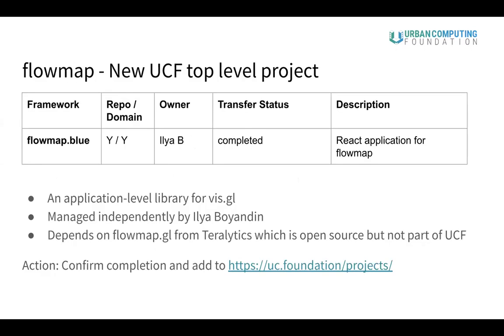The goal is also to grow the Urban Computing Foundation with new relevant projects. Ilya Uyandin has been transferring FlowMap.blue, and I think he's out today, but the sense here is that this will become a new top-level UCF project. It is a VisGL extension for flow maps, but it's a project that's managed by Ilya, so maybe we won't do that as part of the VisGL open governance.